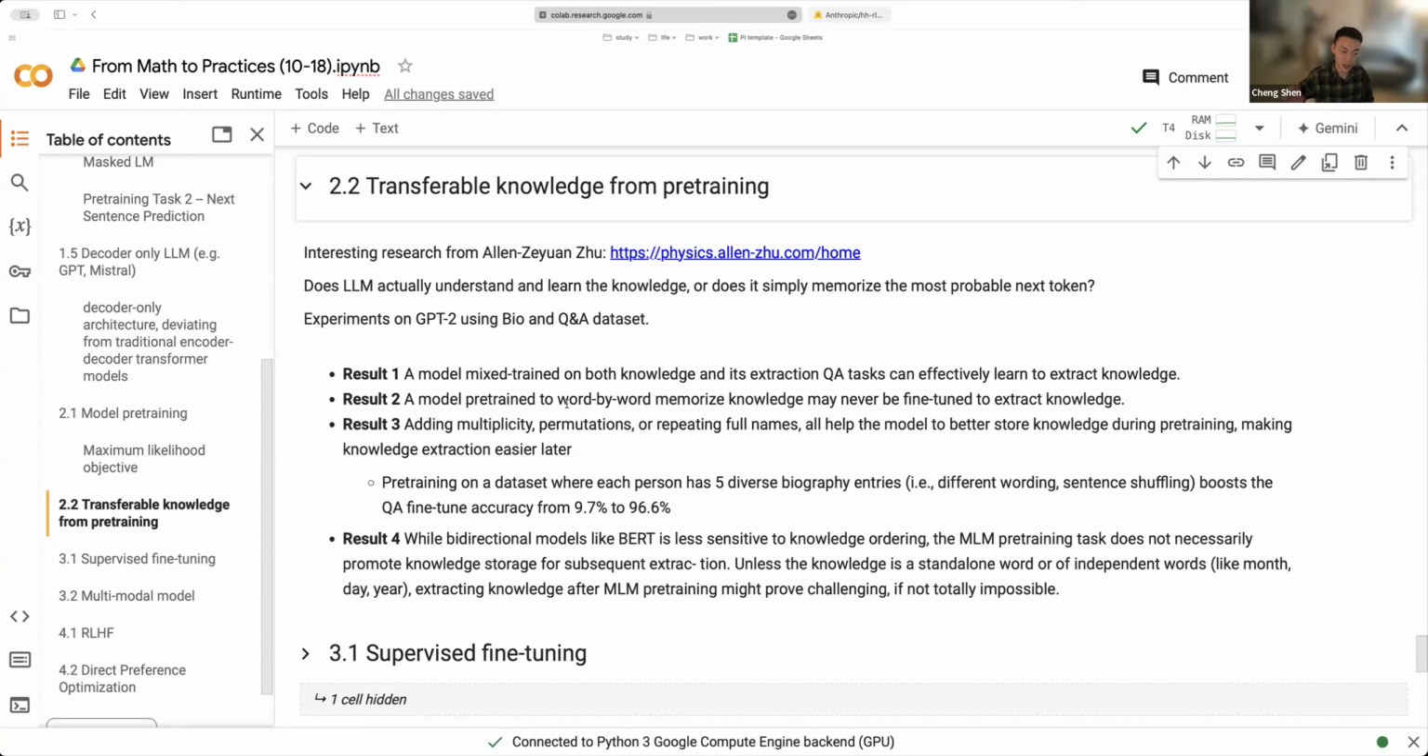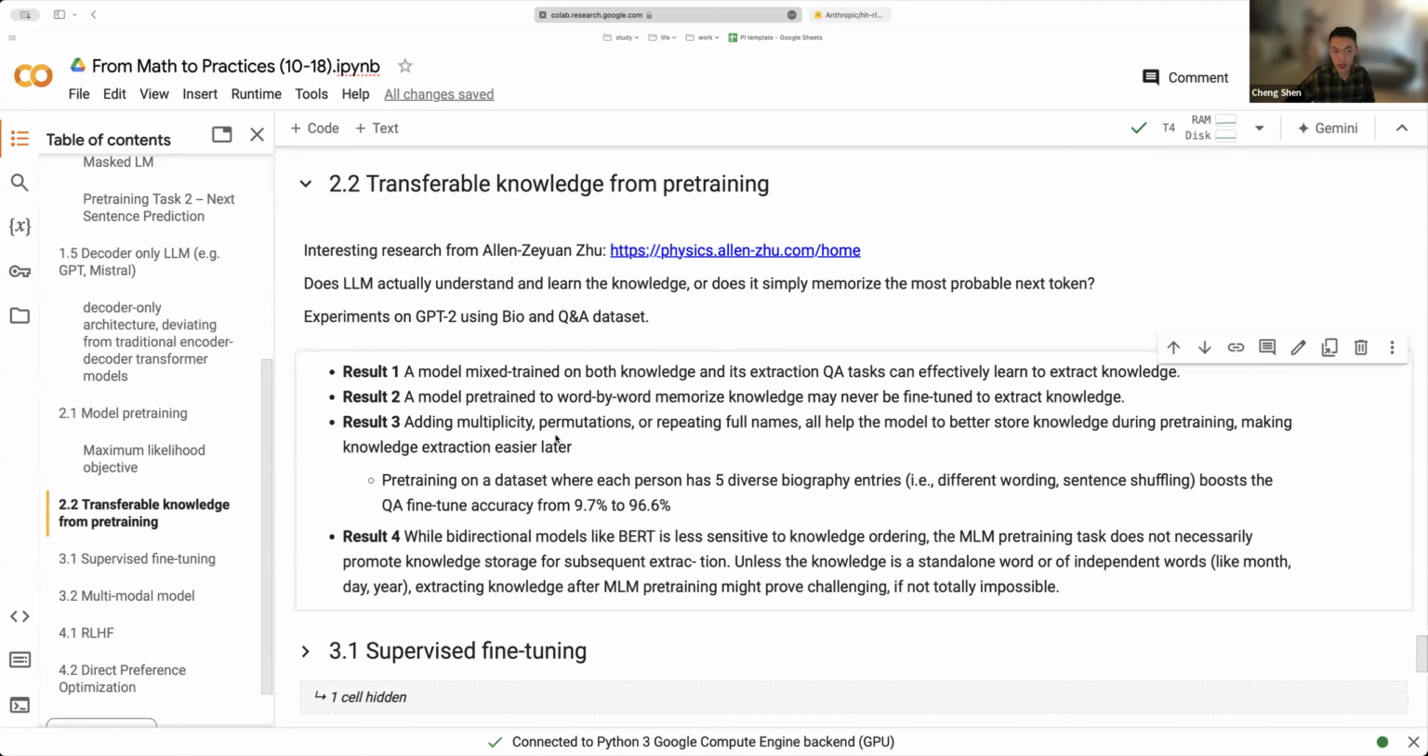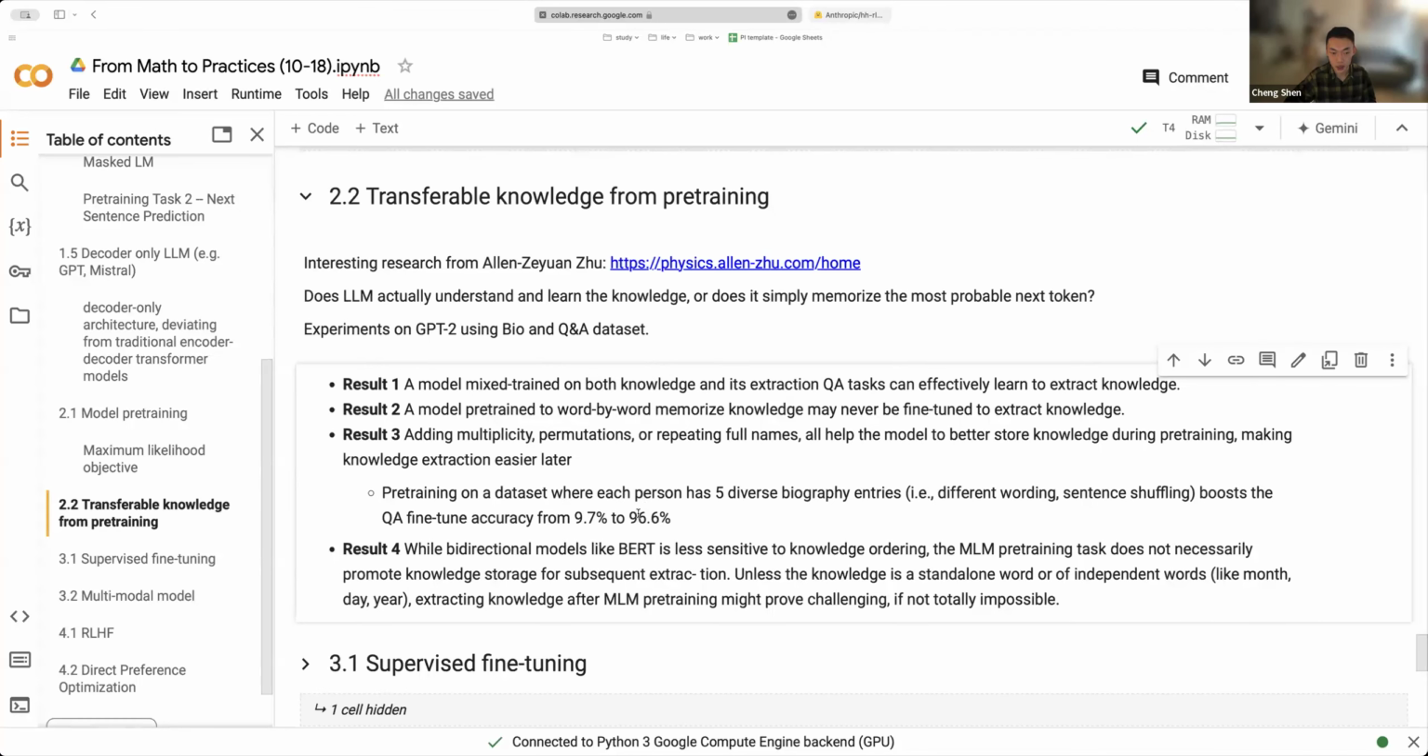So if the model has only seen the descriptions from the biography, but has never seen data about question answering, then if you ask the model any question, it will never be able to extract the knowledge and answer your questions correctly. And some intuition for result 3 is that if we want the model to learn the abstract concepts of the knowledge, it will be helpful to have all different sorts of augmentations, like permutations, repetitions. So an example here, the experiment is also quite impressive.